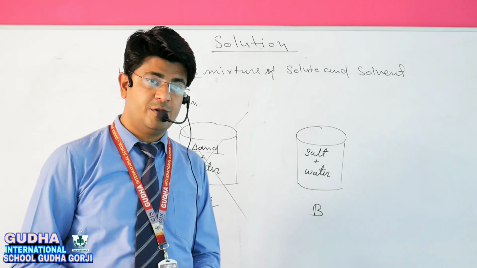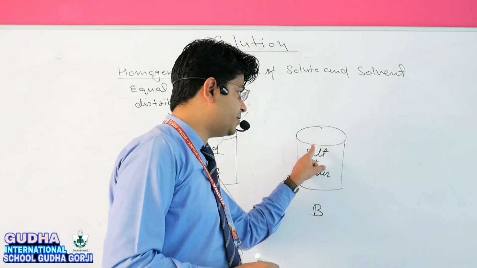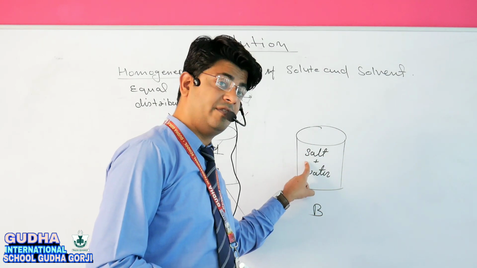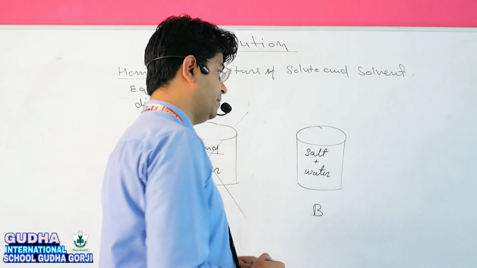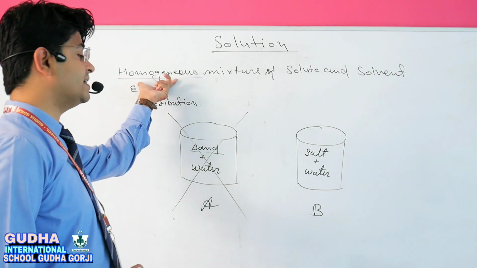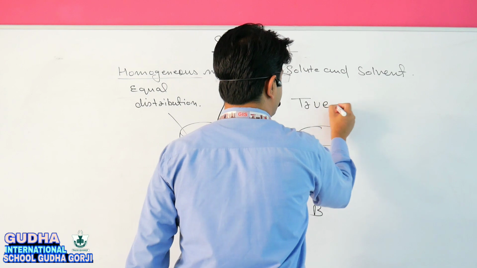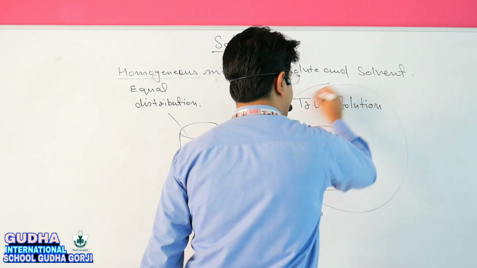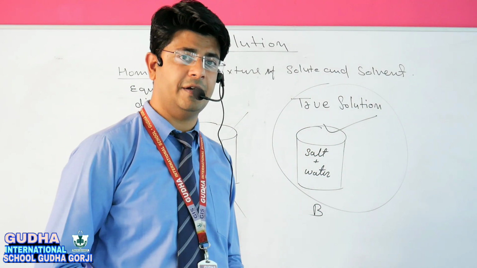When we mix salt in the water, the salt concentration on the surface of the water, in the middle of the water, and at the bottom of the water is the same. So we will say that the salt and water mixture is homogeneous in nature. So it is a true solution. And in this chapter, we are going to talk about these solutions only.